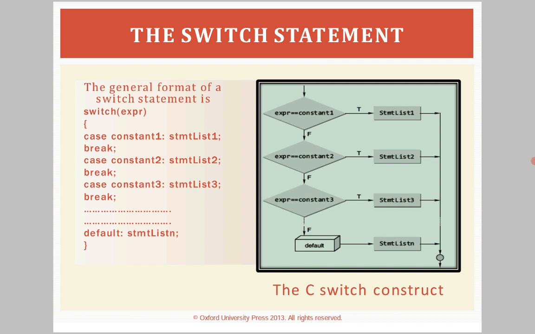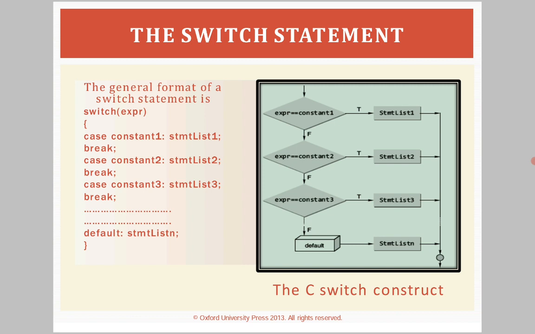So how is a switch statement executed? In the switch statement, first of all, the variable or the given expression is tested for its value. Suppose its value is 1, then statement list 1 is executed. If the value is 2, then statement list 2 is executed. If the value is 3, then statement list 3 is executed. At the end of each case statement, we write semicolon, break, semicolon. Break is a must.